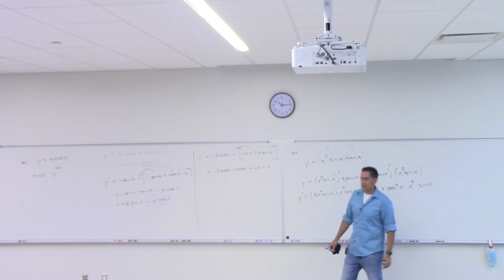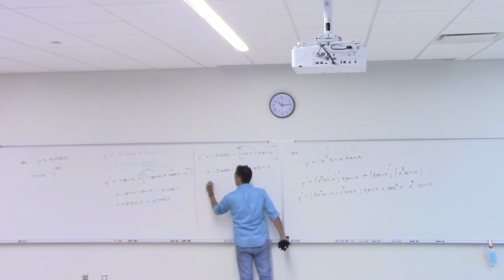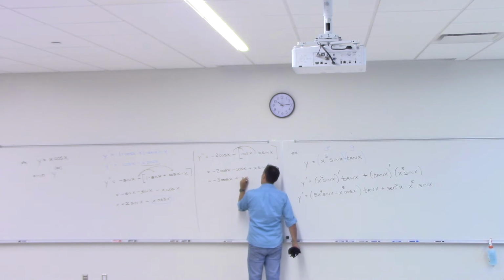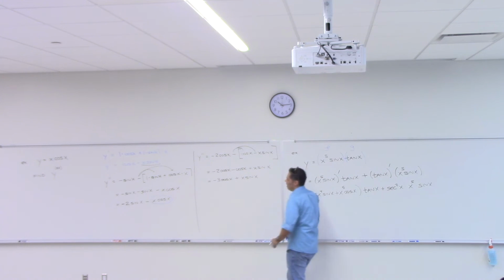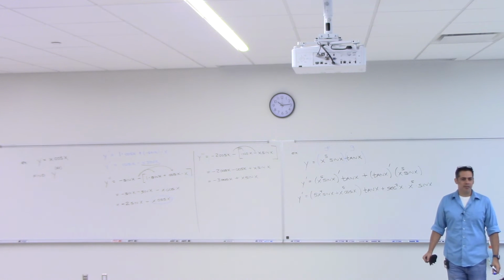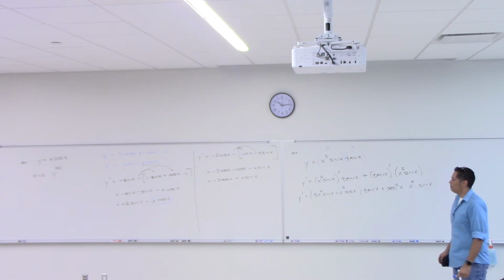Yeah? This is -3 cosine x plus x sine x. I don't think we have enough yet to get the pattern. I think we're going to need to go again. Any questions yet, though?